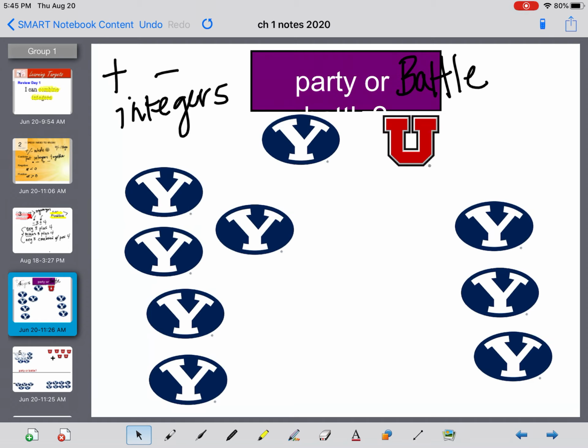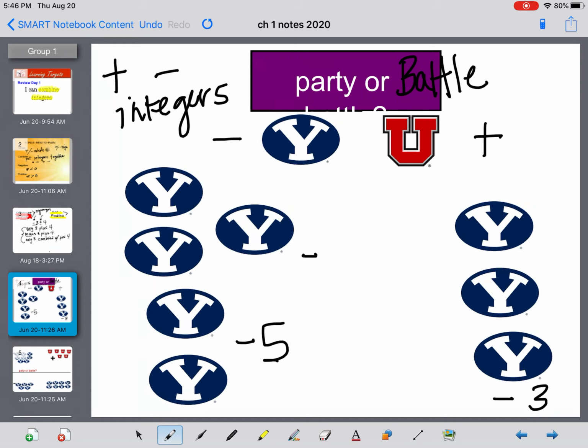But when I have signs, positive and negative signs, then it's like having two different teams, okay? So we're going to say BYU is like the negative team, and U of U is the positive team. And so all of these numbers are negatives, right? I have 1, 2, 3, 4, negative 5 over here. Why? Because there are 5 BYU people on this side. And then I have negative 3 over here on this side, right?